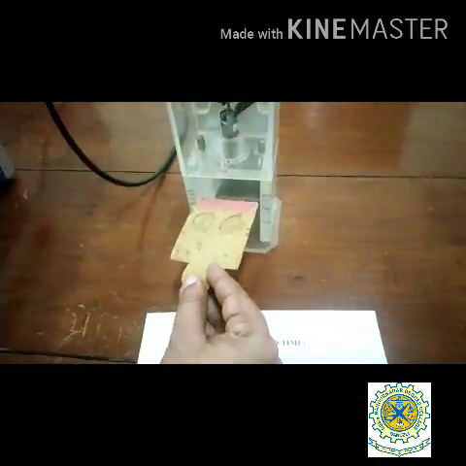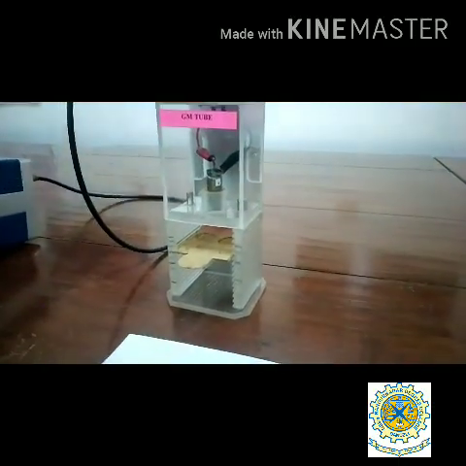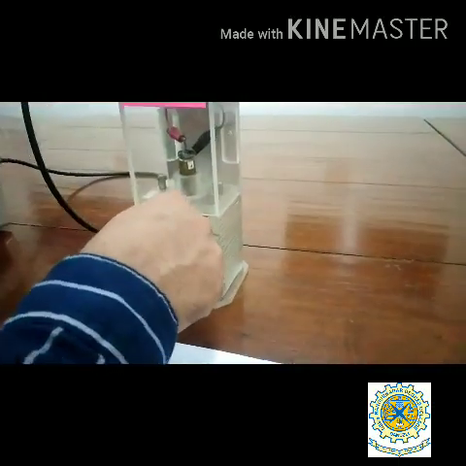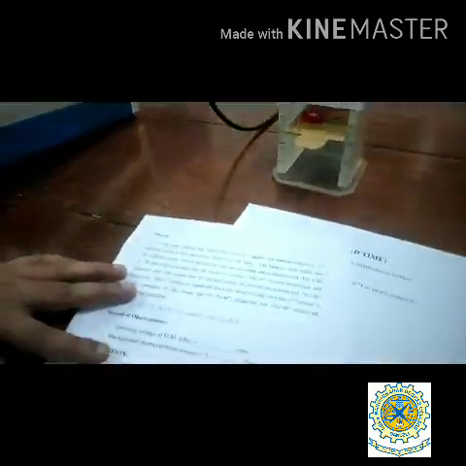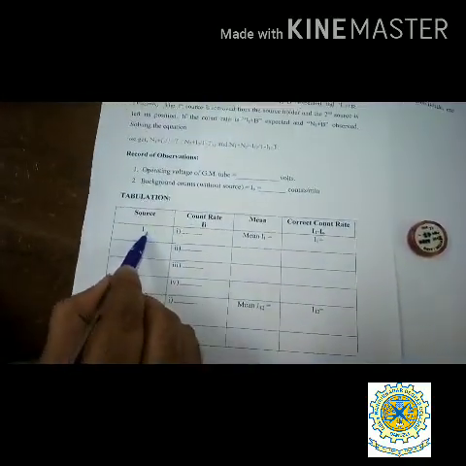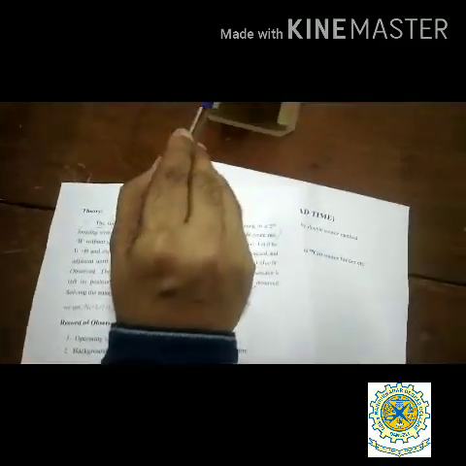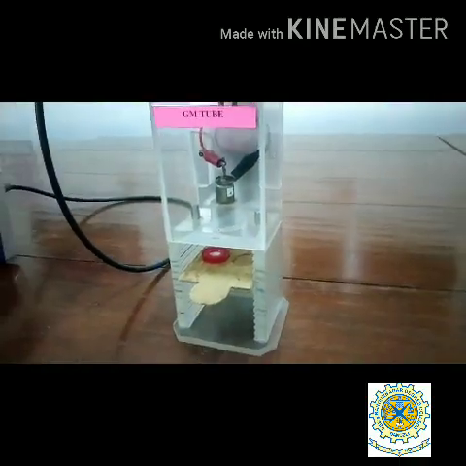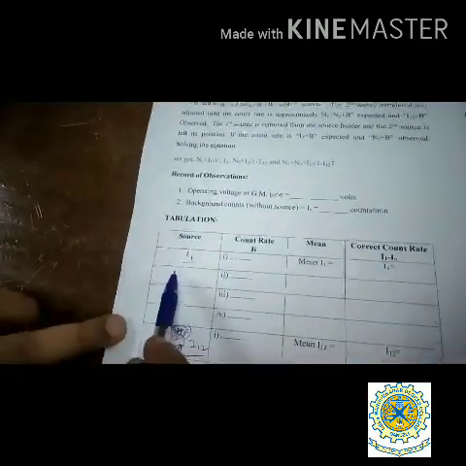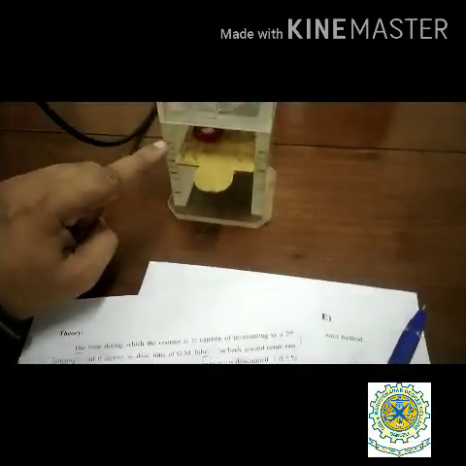Now I take a holder and put it in here. If I keep only one source, then for the tabular column we start taking the readings for I1. I repeat: when I keep only one source and start taking the reading, it is only for the I1 source. Again, we have to repeat it three times.